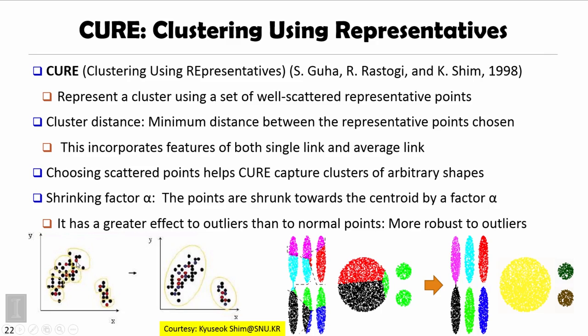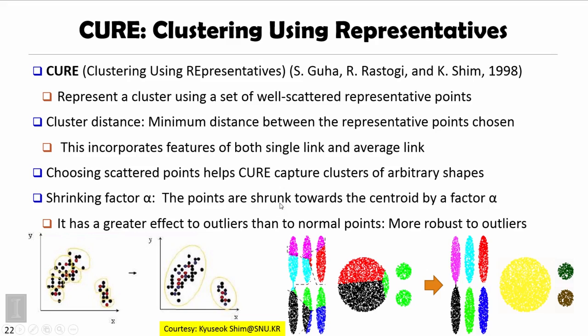Single link in the sense that you still look at the minimum distance between clusters, but you do not look at every point. You look at the representatives. This is a little like average link or centroid link. Because we choose those scattered points, it helps CURE capture clusters of arbitrary shapes, because if you get different shapes, you look at the representative points, and the representative points reduce the complexity. Another interesting point is that it uses a shrinking factor alpha.